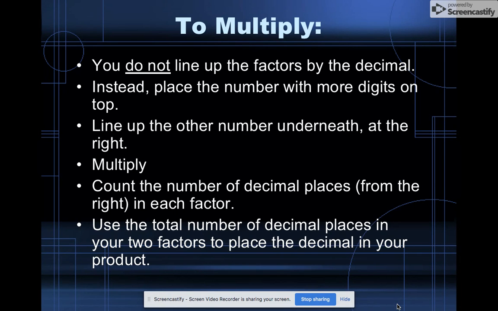Here is a private crash course or refresher on how to multiply numbers with decimals in them. Just a couple of rules to live by. You do not need to line up the factors by the decimal. You do with adding and subtracting, but not with multiplication. Instead, just place the number with more digits on top.